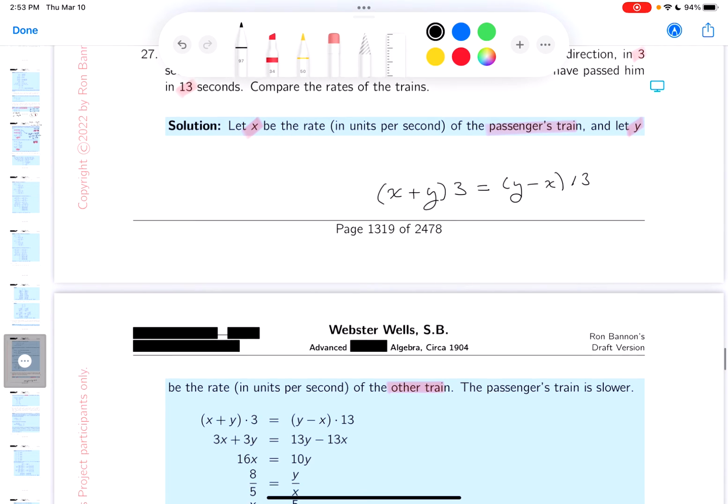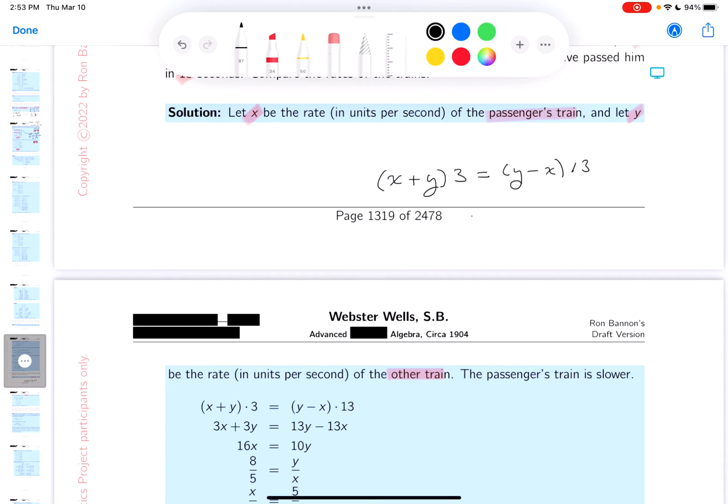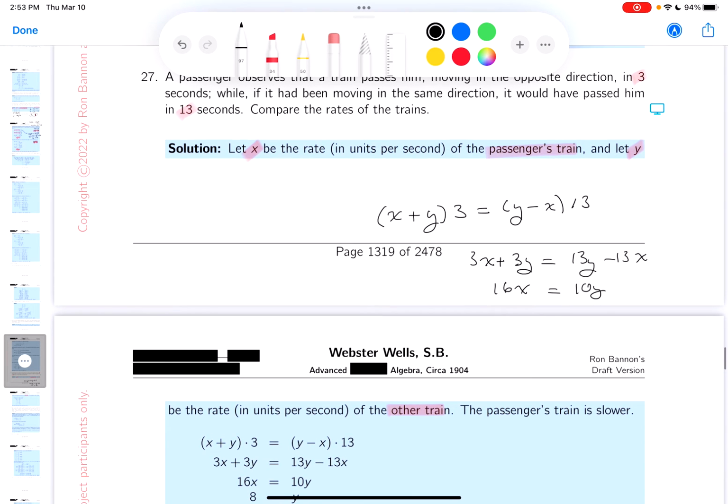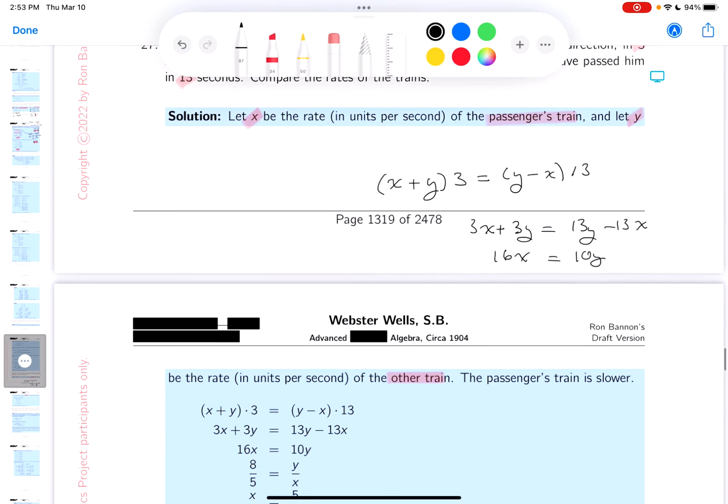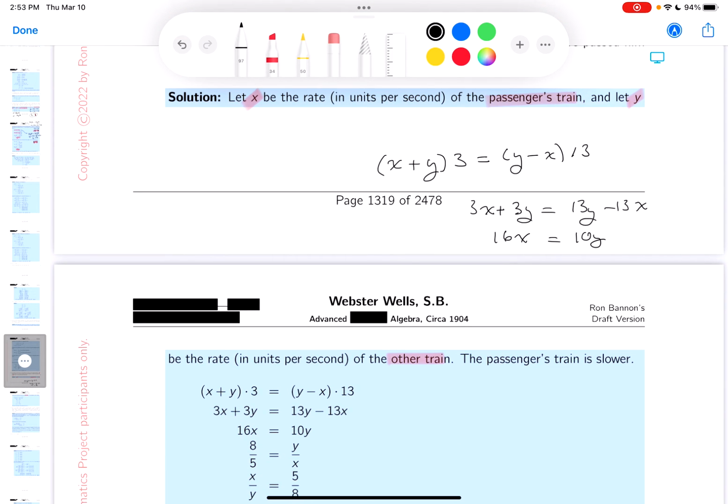All right. Let's multiply it out, and you get 3x plus 3y equals 13y minus 13x. I want to get the x's on one side and the y's on the other. So that's going to be 16x equals 10y. I've got to go back and remind myself to compare the rates of the trains. So let's write this down. How do we want to write that? I guess we could do x over y, which is 10 over 16.